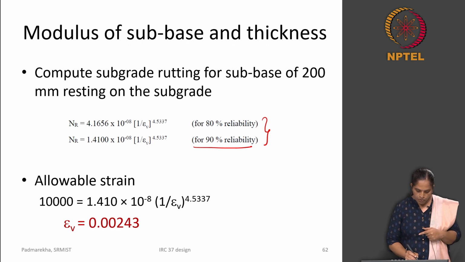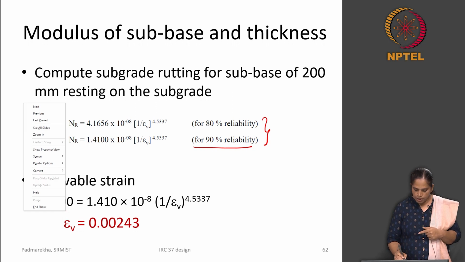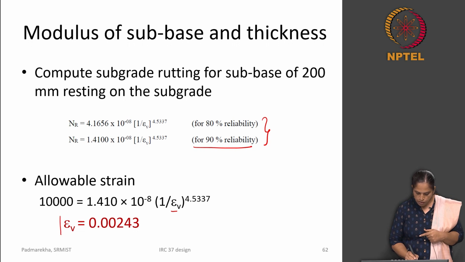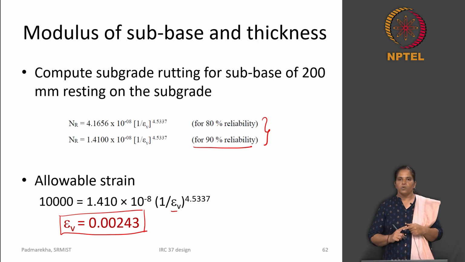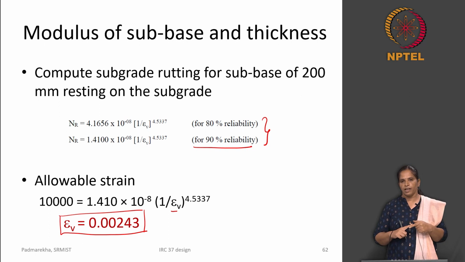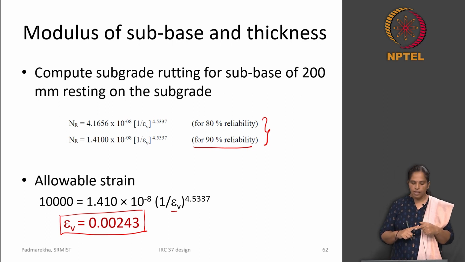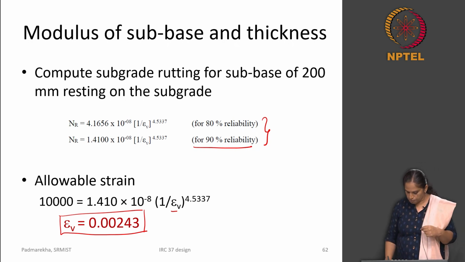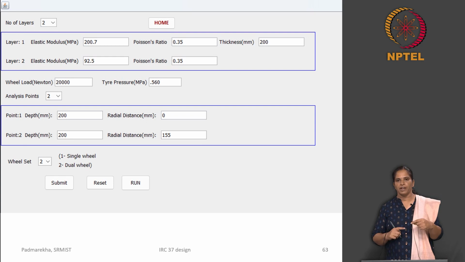So now NF, which is nothing but 10,000 repetitions of a standard axle load, with the 90% reliability equation, when you compute this epsilon V, you get the epsilon V value to be 0.00243. So what this epsilon V exactly represents is, for a pavement subgrade soil to fail in rutting, the strain value should exceed 0.00243. So that means you can allow a strain up to 0.00243 before the subgrade fails in rutting.